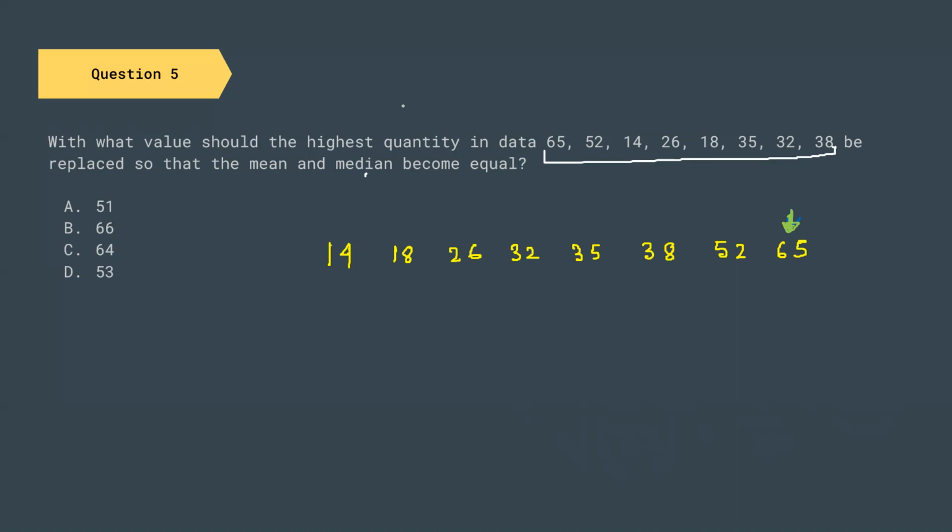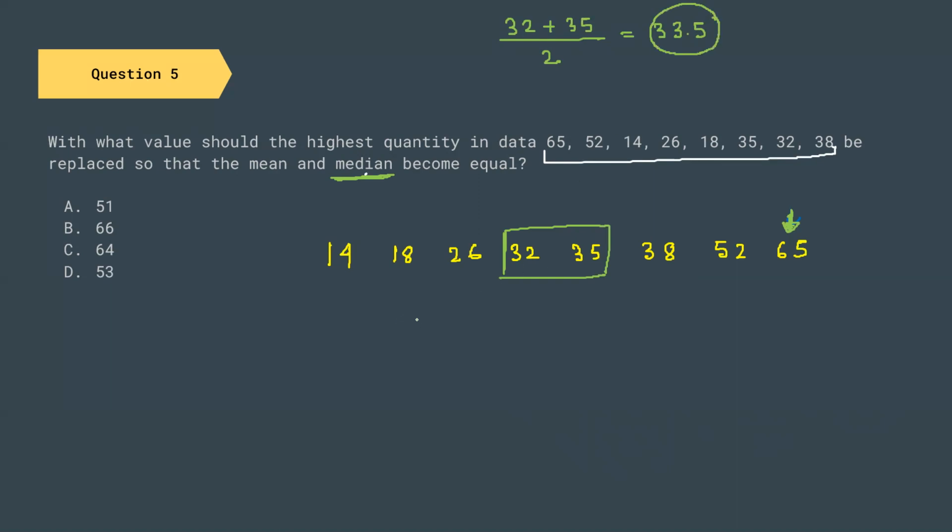And what do we know about median? The median is not affected by the outliers or the extreme cases. So we can easily find the median of this data set. There are even numbers of data: 1, 2, 3, 4, 5, 6, 7, 8. So the median will be the average of 32 and 35. What is the average of 32 and 35? We have 32, then add it with 35, then divide it by 2, and that gives us 33.5. This is the median of the data set.